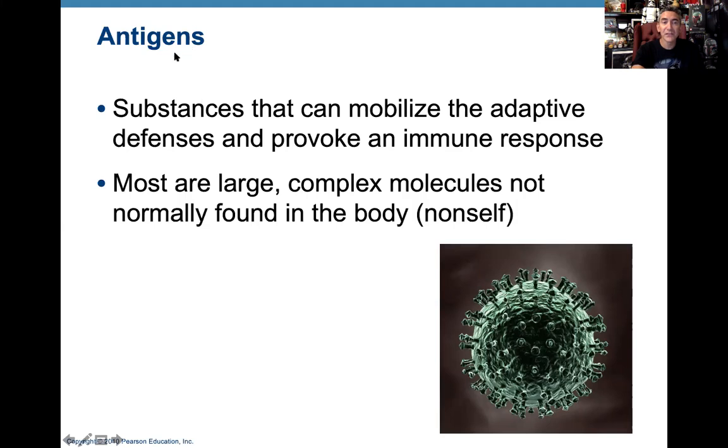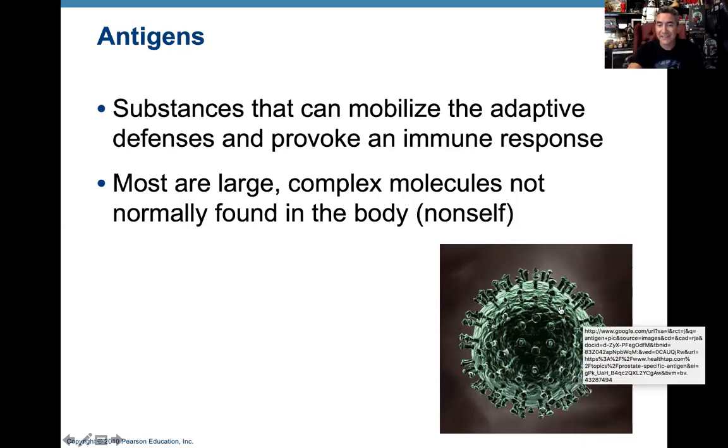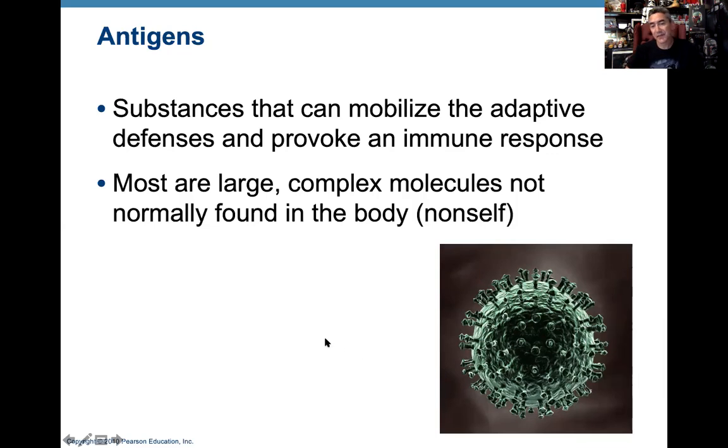So most antigens are large proteins, complex molecules not normally found in the body. So non-self antigens. If you've seen pictures of the coronavirus, why do they call it corona? Corona means crown. Well, it's got all of these little things on the surface of it. All of these little things are protein antigens. So that is going to really cause problems, but our immune system will see this, as long as it's exposed. Once it hides in our cell, then it becomes more difficult. But if it's exposed out in circulation, these foreign antigens will trigger an immune response.